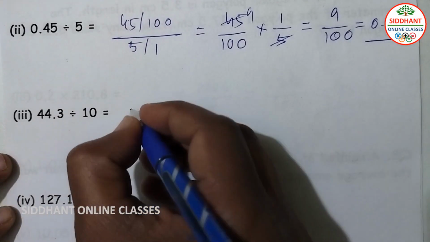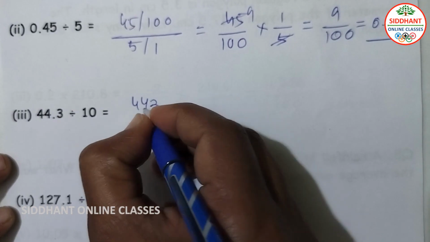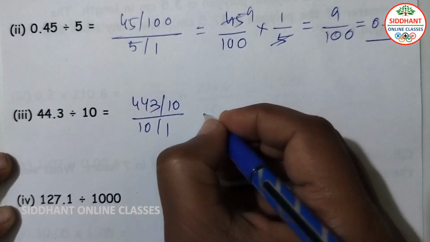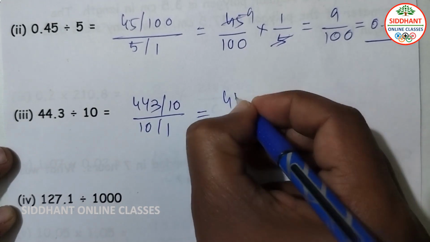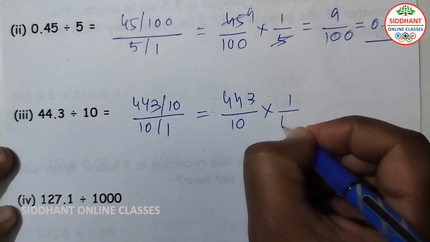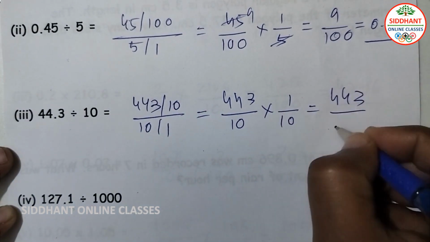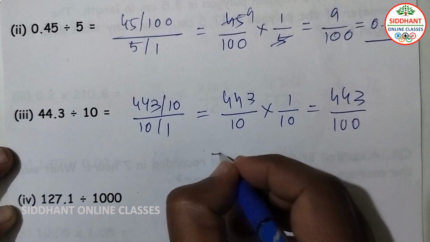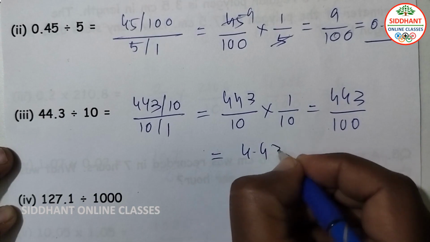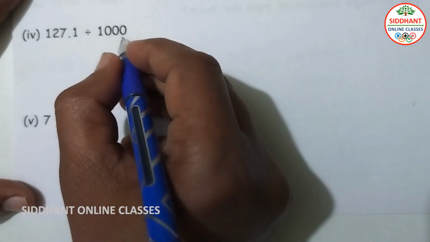44.3 divided by 10, that will be 443 by 10 divided by 10 by 1, that equals 443 by 10 into 1 by 10, that equals 443 by 10 into 10, 100. So 100 means 4.43.